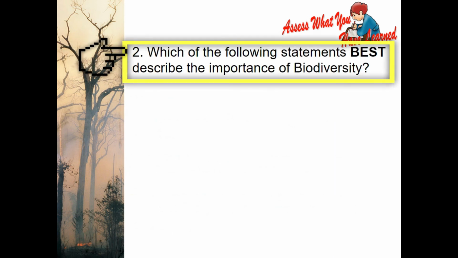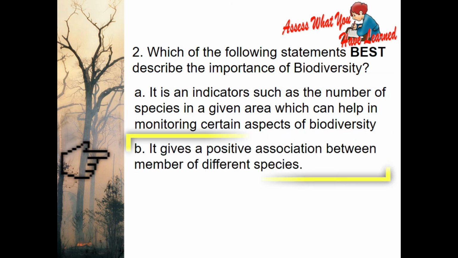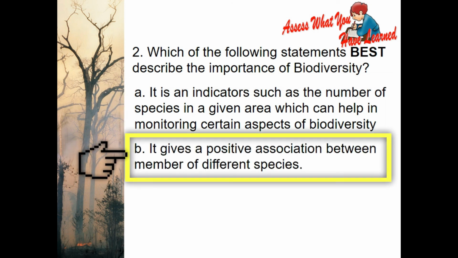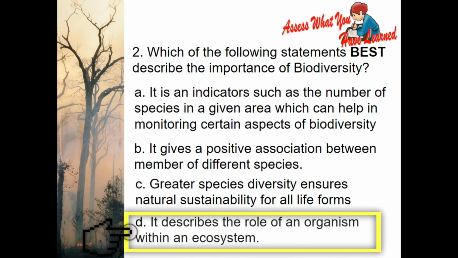Number 2. Which of the following statements best describes the importance of biodiversity? A. It is an indicator, such as the number of species in a given area, which can help in monitoring certain aspects of biodiversity. B. It gives a positive association between members of different species. C. Greater species diversity ensures natural sustainability for all life forms. And D. It describes the role of an organism within an ecosystem.